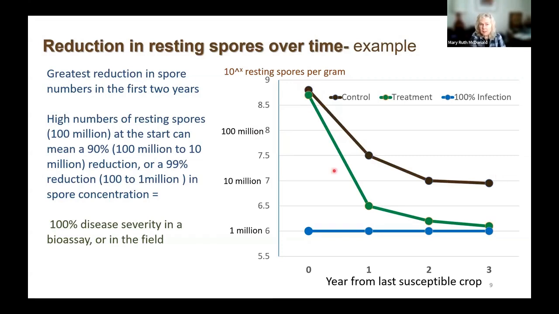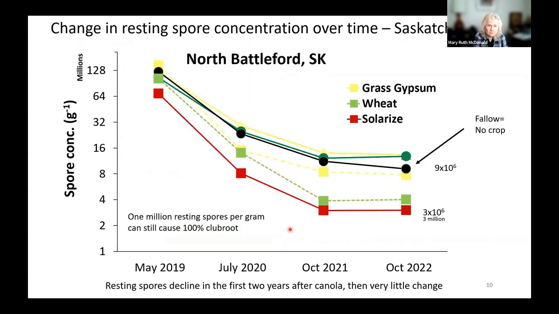So we could have a really effective control, fumigation, fungicide, something else. If we're spraying a fungicide and we get 90% control, we think that's pretty effective. We can even go to 99%, which is usually all we need to control a disease. But if we're starting at these high numbers, we can still end up with more resting spores than that 1 million per gram. So on paper it's a really effective method of control, but in the field, you're still getting 100% disease severity. It looks like the control wasn't effective at all.